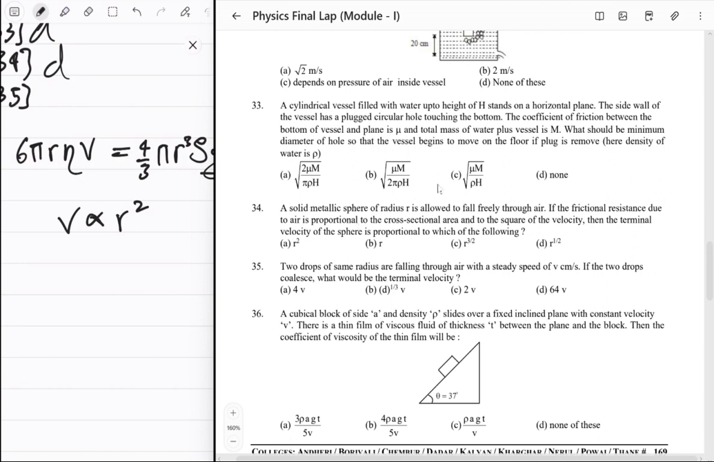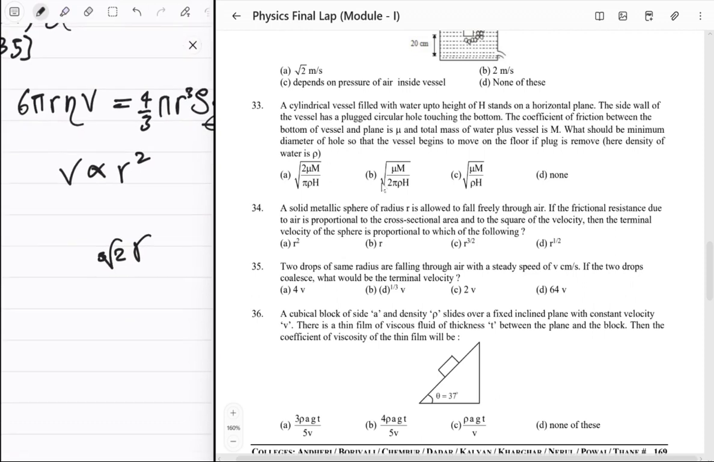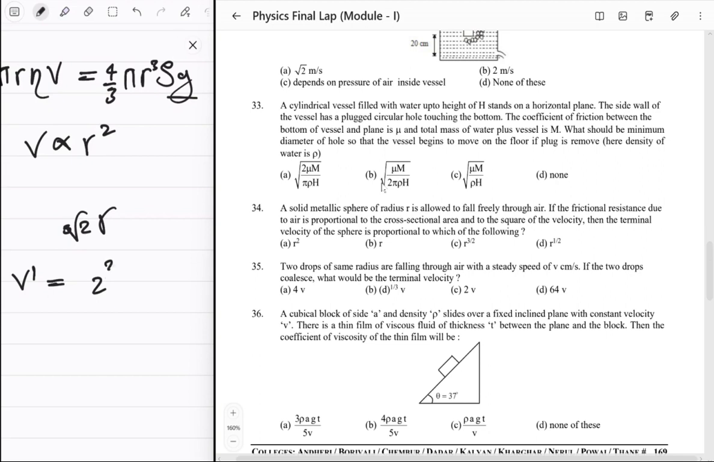The volume is now 2 times, so the new r cube is 2 times the small r cube. That means the cube root of 2 times r is now the new radius, right? So what will the new velocity be? It's going to be 2 to the power 2/3 times the velocity previously, right?